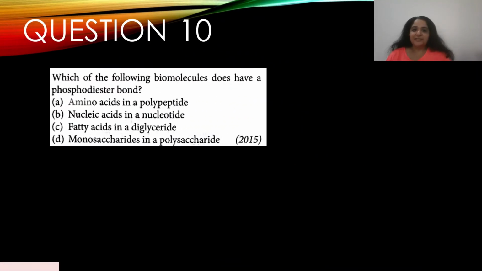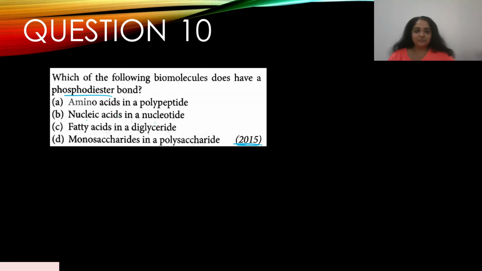Question 10. Which of the following biomolecules does have a phosphodiester bond? This appeared in 2015. We just discussed phosphodiester bond. A. Amino acids in a polypeptide. No. B. Nucleic acids in a nucleotide. C. Fatty acids in a diglyceride. D. Monosaccharides in a polysaccharide. So phosphodiester bond actually is nucleotide in a nucleic acid.